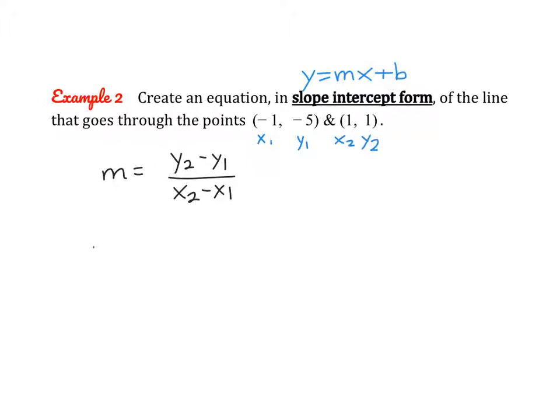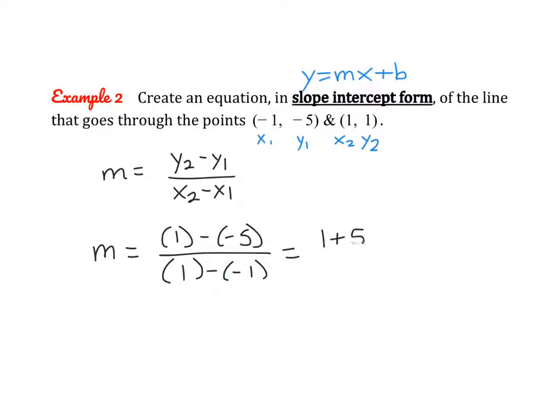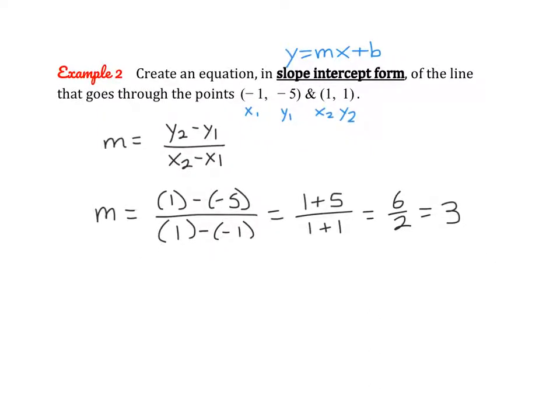Okay, so now we have m equals y2, which is 1, minus y1, which is negative 5, over x2, which is 1, minus x1, which is negative 1. I'm going to rewrite these with plus signs before I finish simplifying. And when I do that, I get 6 over 2, which is 3. So my m value is 3, and now that I have the slope, I'm ready to use point slope.